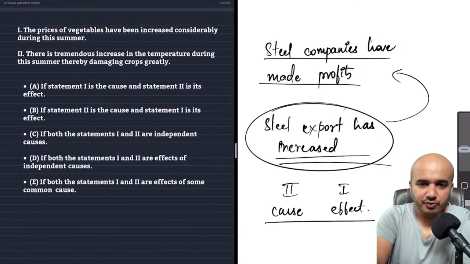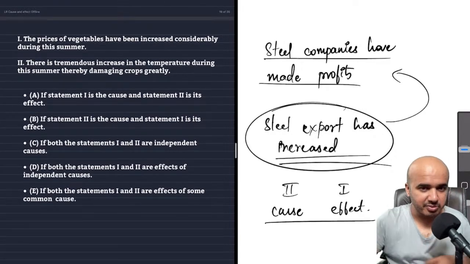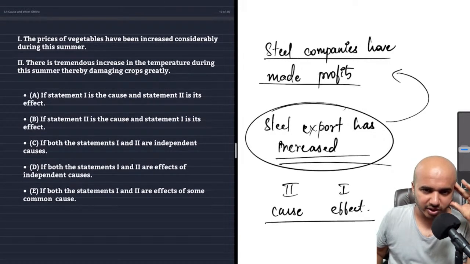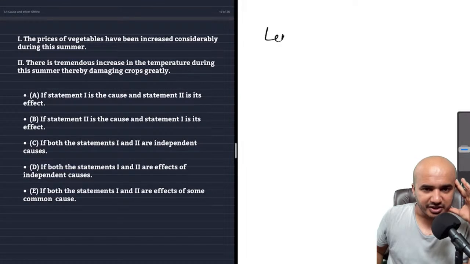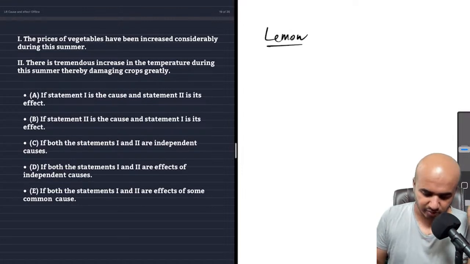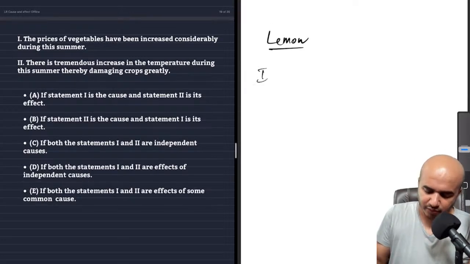The prices of the vegetables have increased considerably during the summer, they say. Okay. Especially if you look at lemon, it has in fact increased. There is tremendous increase in the temperature during this summer, thereby damaging crops greatly. Okay. Obviously, both are connected because in the first statement, they are saying the prices of vegetables have increased.